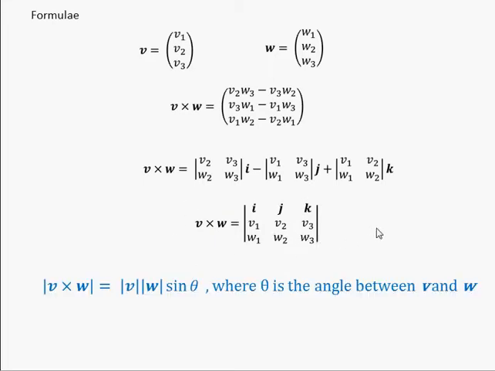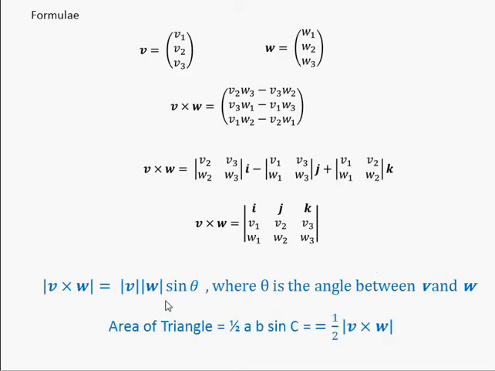There is another formula that's quite different: the magnitude of V cross W is the magnitude of V times the magnitude of W times sine theta. You might remember the dot product was magnitude of V, magnitude of W, cos theta. But this is a little bit different, and that's a useful thing to remember later on. We'll see an example soon.